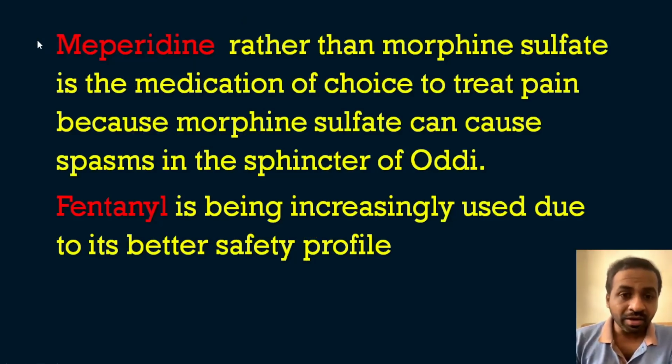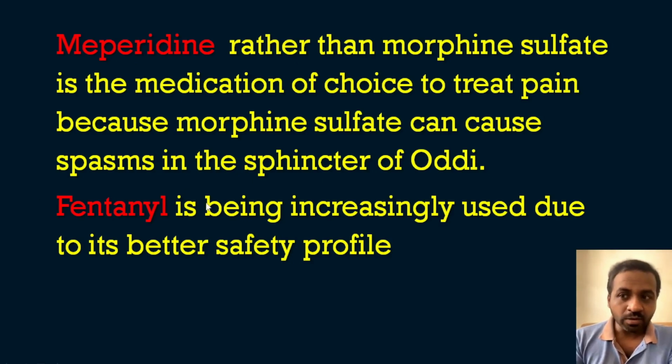So meperidine is the drug of choice, and fentanyl also can be used, and acetaminophen also can be used as a first line pain management medicine. Meperidine rather than morphine sulfate is the medication of choice to treat pain, because morphine sulfate can cause spasms in the sphincter of Oddi. I am not going to explain the sphincter of Oddi in detail; you can refer to our old videos, where we have already explained it. There will be further sphincter of Oddi spasms, which can aggravate the pain for the patient. So that's why morphine sulfate is not preferred as a drug of choice, and we will be giving meperidine.